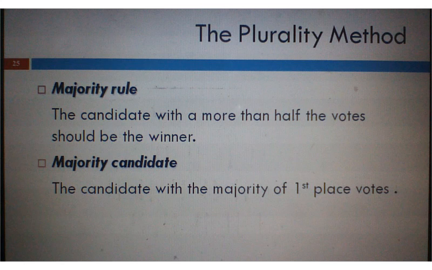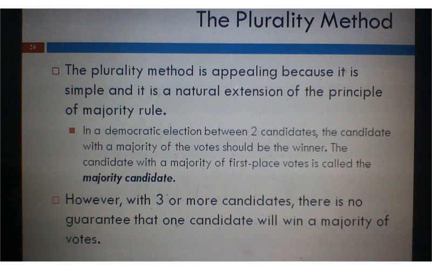Okay, the majority rule. The candidate with more than half the vote should be the winner. So more than half, more than 50%. And we're going to call that person the majority candidate when they get the majority of the first place votes. It's pretty appealing because it's really just easy to use.